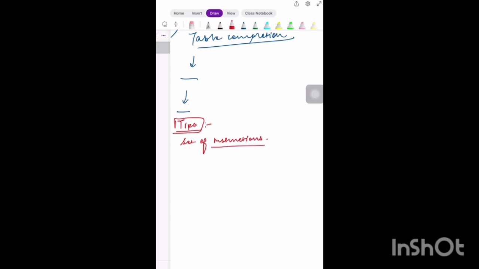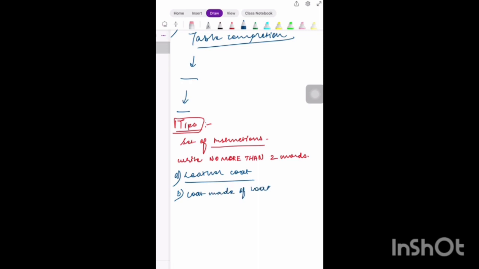So if they say, for example, write no more than 2 words, then it means, suppose a person A has written leather coat as the answer from the text, and another person wrote coat made of leather. Now both answers say something about a leather coat or a coat made of leather. So the meaning is the same.